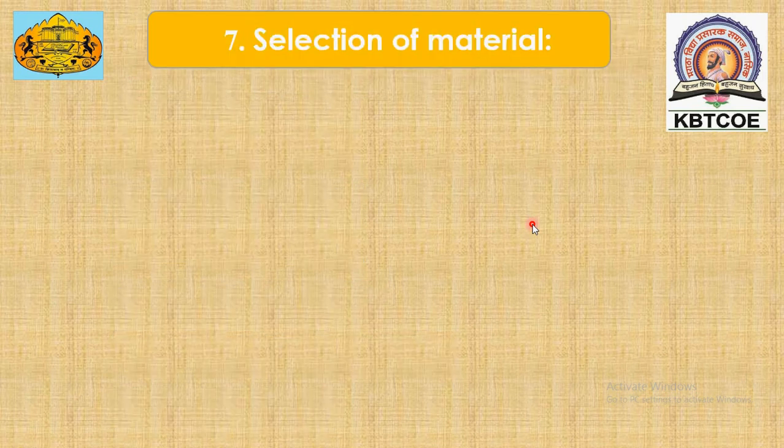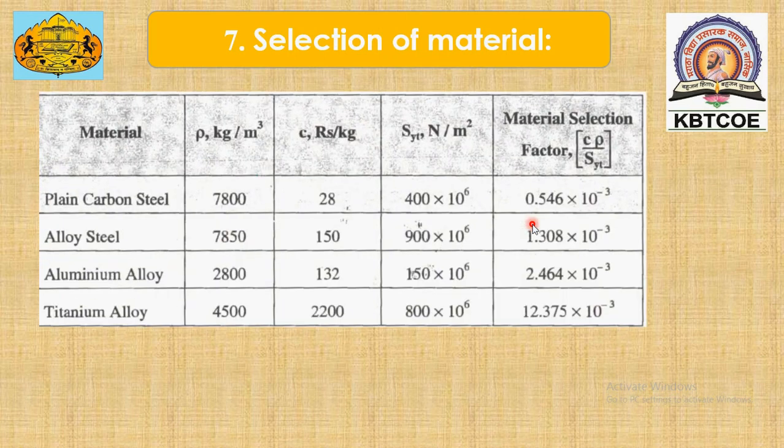Now material selection. Now see, four different materials are given: plain carbon steel, alloy steel, aluminum alloy, titanium alloy. Their properties are given: density, C and SYT. Now put this material selection factor in the last column, that is C rho upon SYT, and calculate this material selection factor for all these four materials.